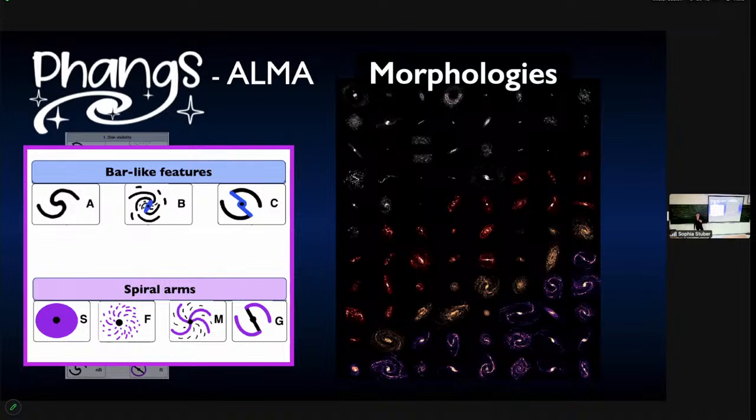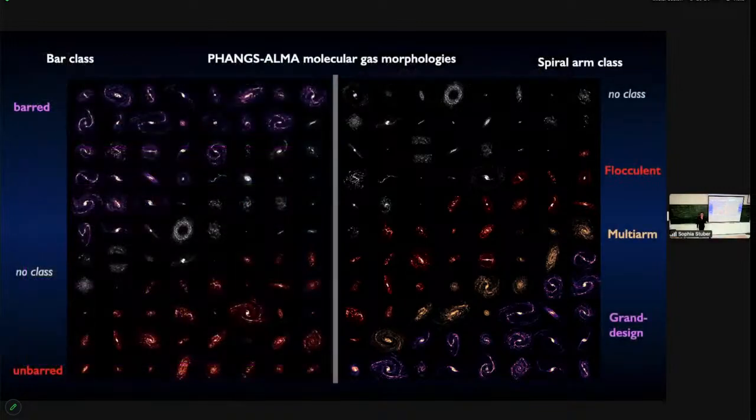How do bars and spiral arms look in a molecular medium? Well, you're already looking at one of the results, because this picture does not only show beautifully what the molecular gas looks like, but it actually encodes the results of our classification. So on the left side, you can see colored in purple whether the galaxies are classified as being barred, or in red if they're classified as being unbarred. And on the right side, the spiral arm classifications. So in red meaning flocculent, in yellow multi-arm, or in purple grand design. And of course, there's a lot of galaxies classified in gray.